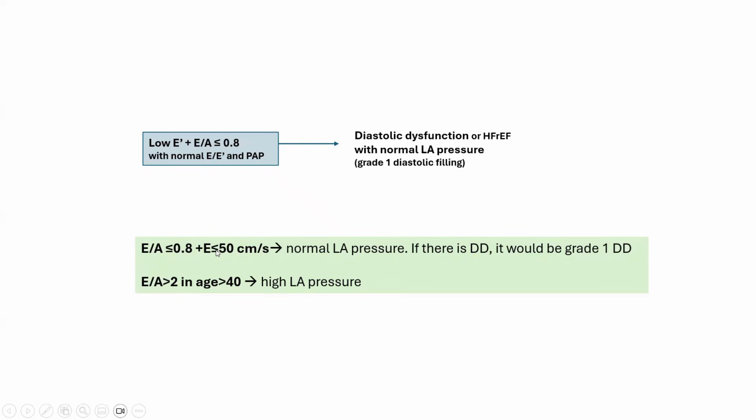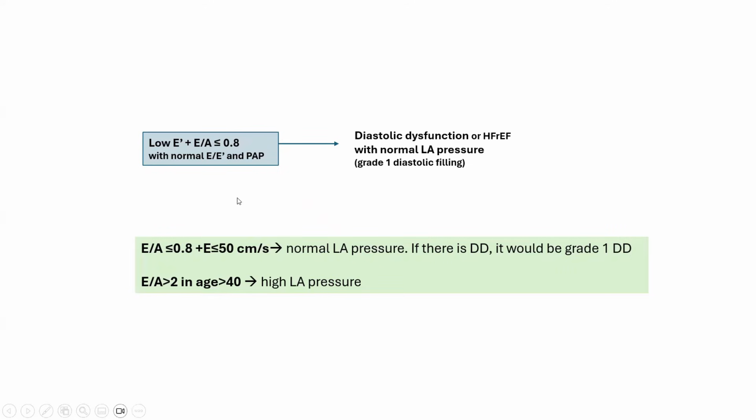Another idea is that an E to A ratio that is over 2 in a patient over the age of 40 implies high left atrial pressure regardless of other parameters. E to A ratio may be normally over 2 in young individuals less than 30 to 40, but not in patients over 40, where it implies high left atrial pressure.